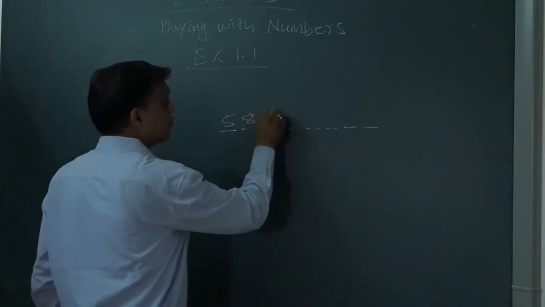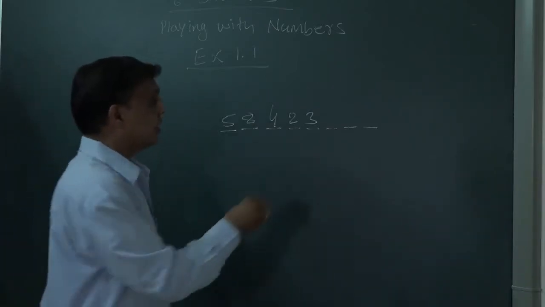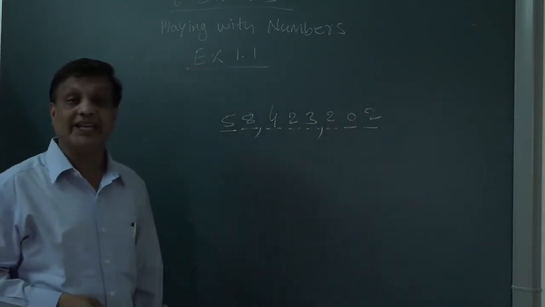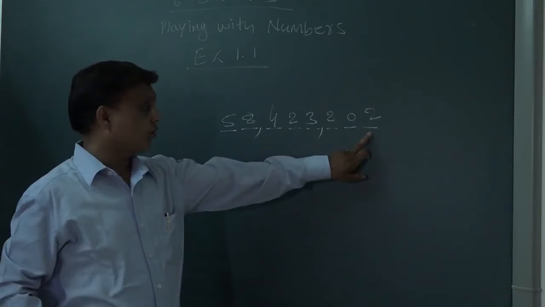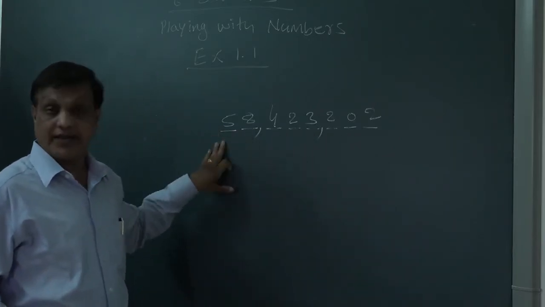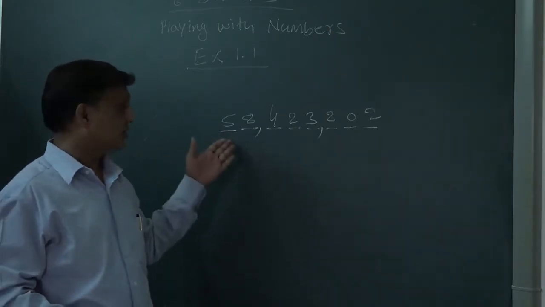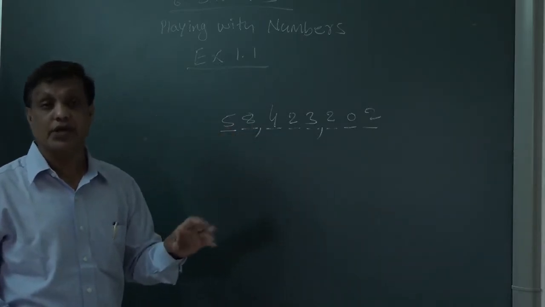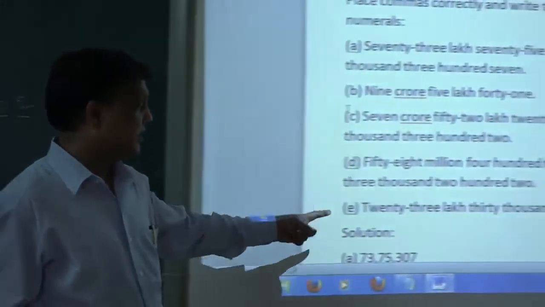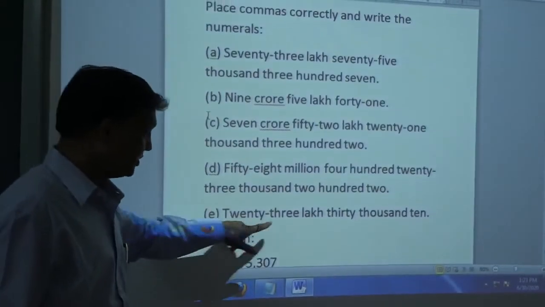Now what is the number? 58 million. So this is 58 million. After 58 million, 423,000, 423,202. According to the international system, the commas you have to place 3 digits before. So this is ones, tens, hundreds, thousand, 10,000, 100,000, million, 10 million. I put a dash up to only 10 million because the question is up to 58 million. So this helps you to write the accurate number, and there is no chance of making a mistake.